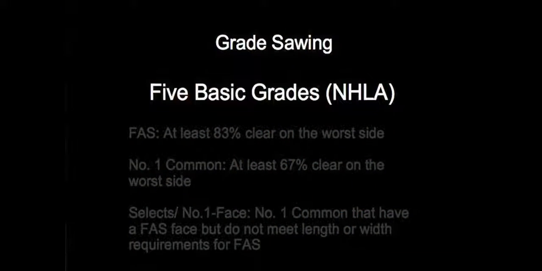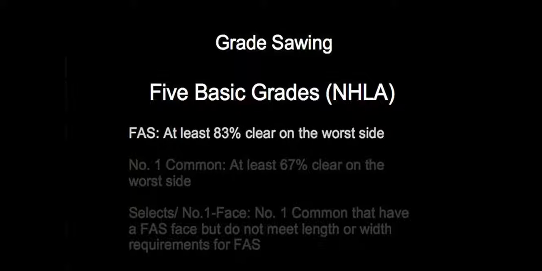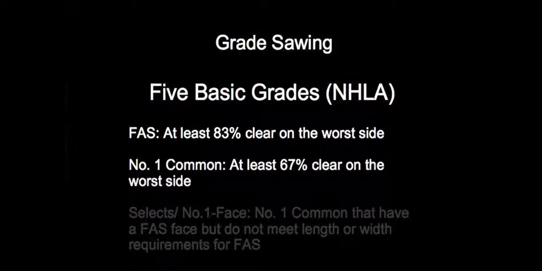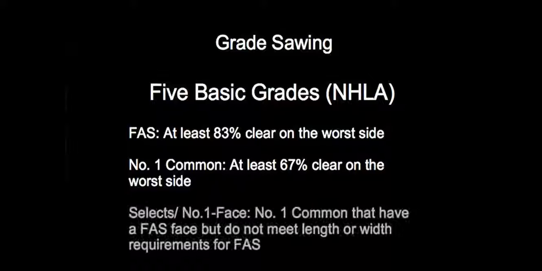I think it's helpful that you know something about grades and you can speak knowledgeably of the grades. There are 5 basic grades that the National Hardwood Lumber Association uses. FAS, they combined firsts and seconds years ago, and 83% of that board needs to be clear. That 83% has to be in specific sizes of clear wood, too, by the way. Number 1 common is at least 67% clear.